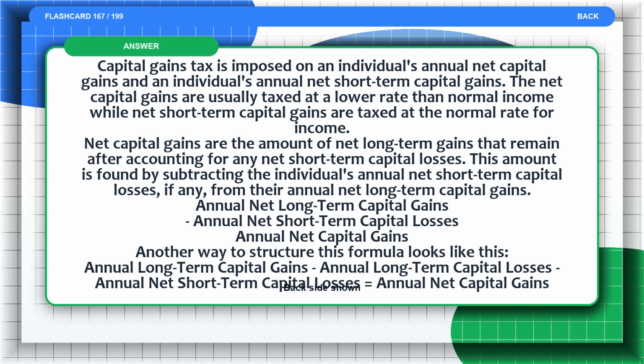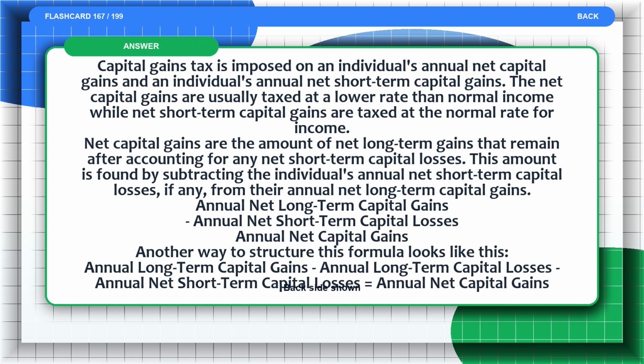The answer is, capital gains tax is imposed on an individual's annual net long-term capital gains and an individual's annual net short-term capital gains. The net long-term capital gains are usually taxed at a lower rate than normal income, while net short-term capital gains are taxed at the normal rate for income. Net capital gains are the amount of net long-term gains that remain after accounting for any net short-term capital losses. This amount is found by subtracting the individual's annual net short-term capital losses, if any, from their annual net long-term capital gains. Annual net long-term capital gains minus annual net short-term capital losses equals annual net capital gains.